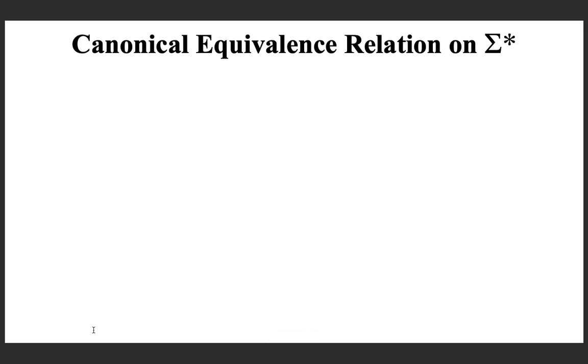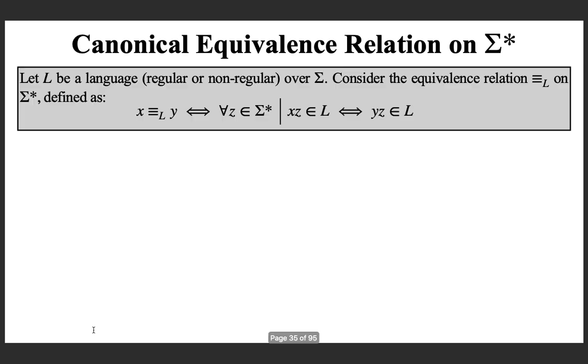Now we are coming to a more interesting equivalence relation on the set of all strings over an alphabet, defined on a language. Later we will state and prove the Myhill Nerode Theorem, which utilizes this canonical equivalence relation. I am giving you the definition. Let L be a language. It can be regular or non-regular over an alphabet sigma. Note that this is an arbitrary language, need not be regular.